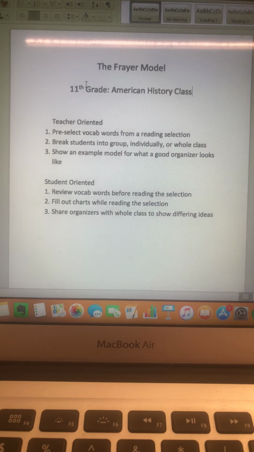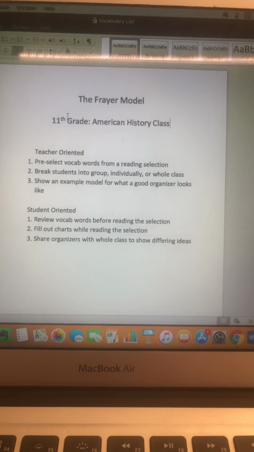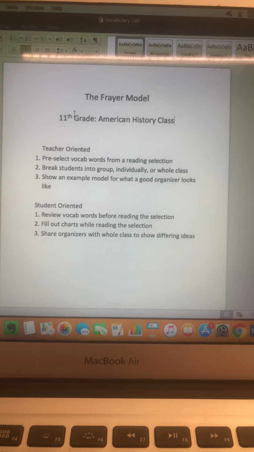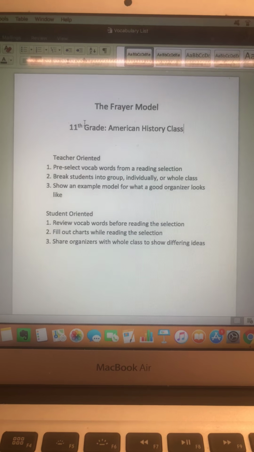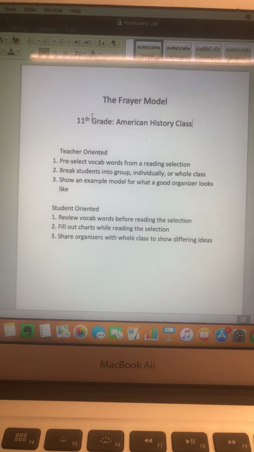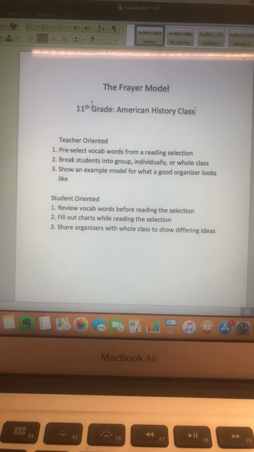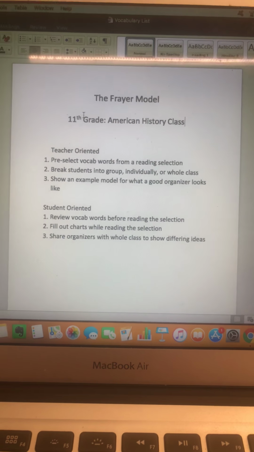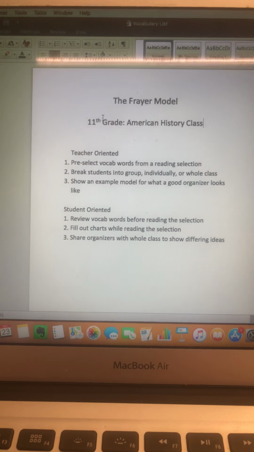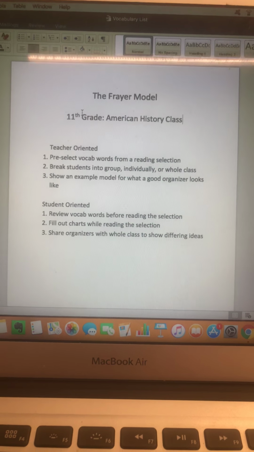Next is the student model. First, they should review the vocab words before reading the selection. This will give them a sense of what they should look for and what we think is important to get out of this reading. Next, they'll need to fill out the charts while they're reading the selection. And lastly, they'll need to share the organizers with the whole class so that they can show the differing ideas of what the selection is talking about and also what the vocab words mean.